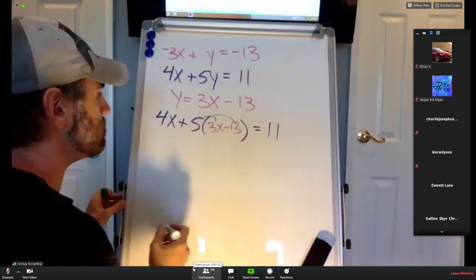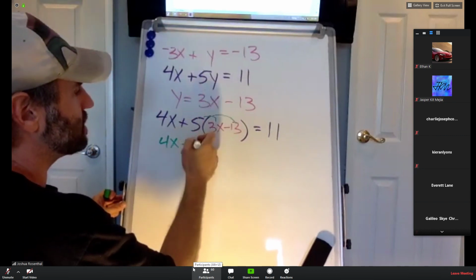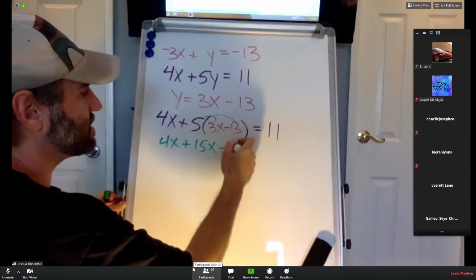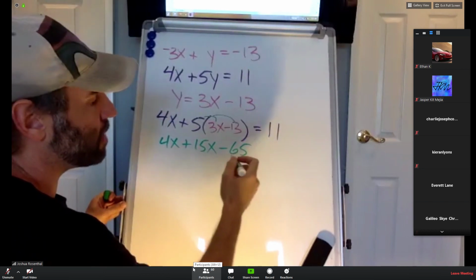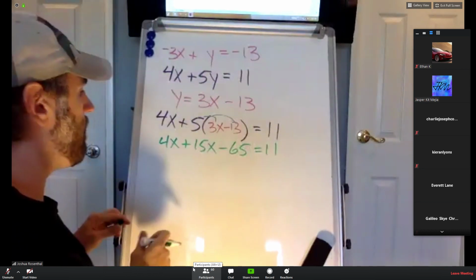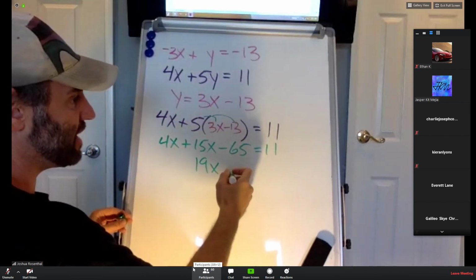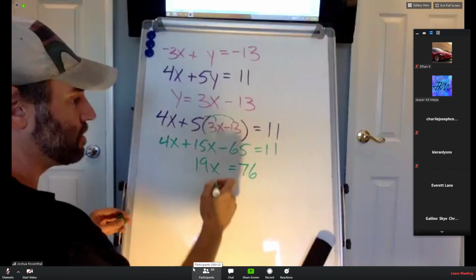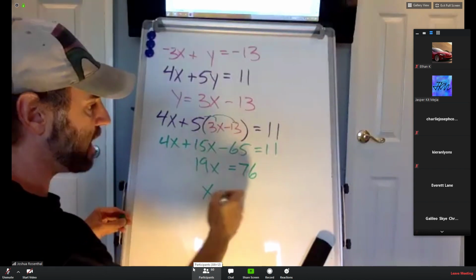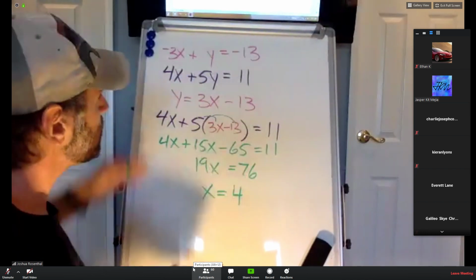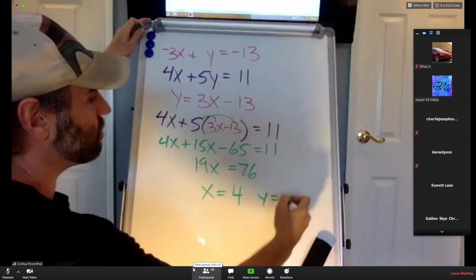Here and here. 4x plus 15x minus 65. Interesting, those same numbers are emerging. 19x, add 65 to both sides to get 76. Divide by 19 to get x is 4. Plug it in the same way to get y is -1.